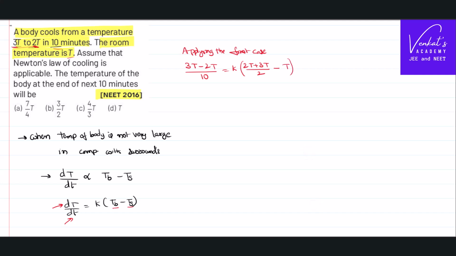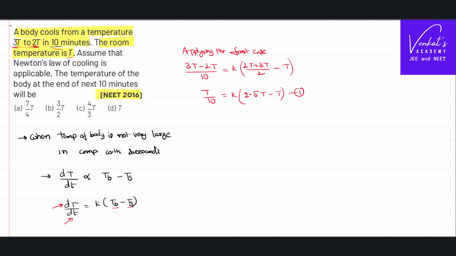So when you simplify this equation, 3T minus 2T is T, by 10 equals K. 2T plus 3T is 5T, 5T by 2 is 2.5 times T, minus T. That's equation number 1, in case 1.